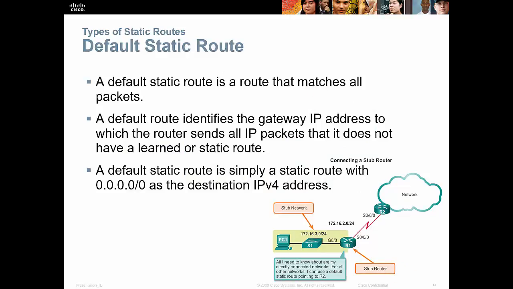The default static route is a route that matches all packets. So again, if it doesn't match anything more specifically in the routing table, it goes to the default route. The default route identifies the gateway IP address to which the router sends all IP packets that it has not learned or does not have another static route for. A default static route is simply a static route with a destination of quad 0/0. So 0.0.0.0/0. That's the destination IPv4 address.